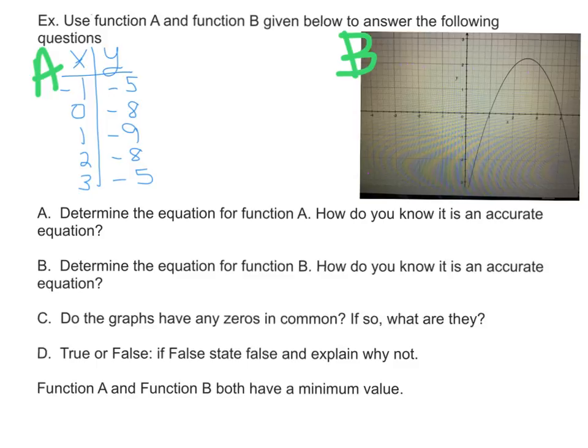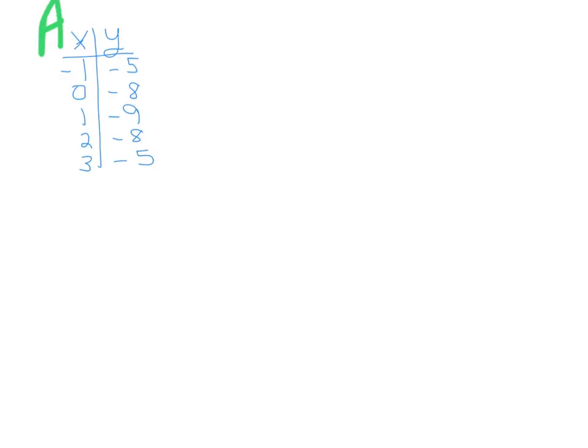Function A and function B both have a minimum value. All right, so for Function A, I bounced over here. So I need to determine the equation for this. Now, in class, we learned, and in my notes I did it both ways. But in class, we talked through how we need to figure out what the vertex is, and then we need to pick a point. Okay?